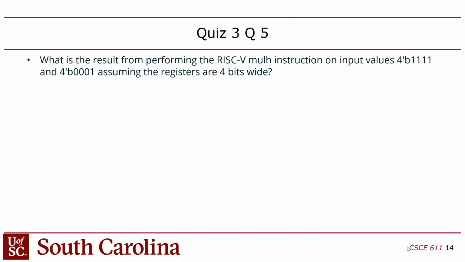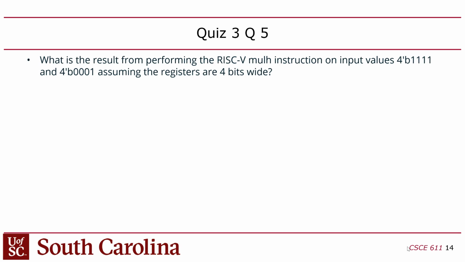Okay, what's the result from performing a RISC MULH instruction on input values 1111 and 0001, assuming the registers are 4 bits wide? The idea here is that if we're doing a signed multiply, then this is a -1, and that's a 1. So we multiply -1 times +1, the result is -1, right?